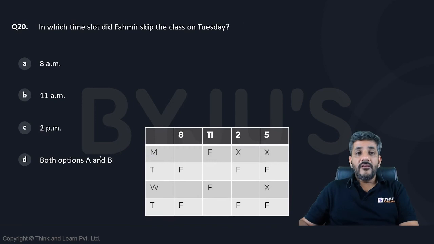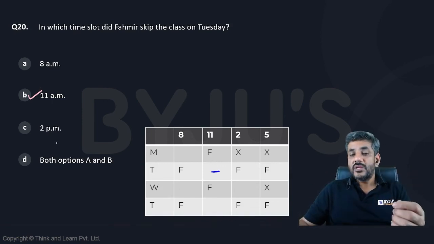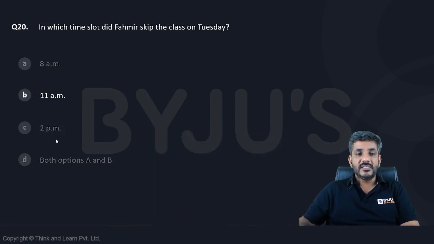And finally, in which time slot did Fahmir skip the class on Tuesday? So he skipped only 1 class on Tuesday, and that is again at 11 o'clock. So by this also I could have got a hint that on Tuesday he skipped the class on only 1 day. That means he attended the class on the other 3 days. So the answer for this question is 11.